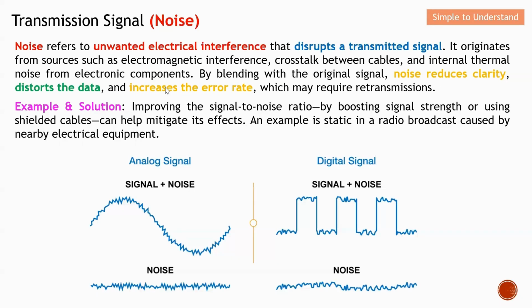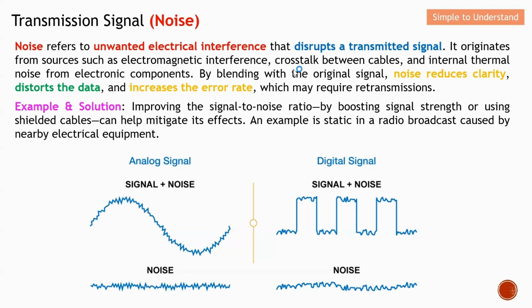Next will be noise. In fact, noise is everywhere. For example, now when I talk, you probably can hear my background noise. That is also classified as noise. In short, noise refers to unwanted electrical interference that may disrupt a transmitted signal. It can originate from the source, like I mentioned earlier, when I talk the background noise is from the source, such as electromagnetic interference, crosstalk between cables, and internal thermal noise from electronic components.